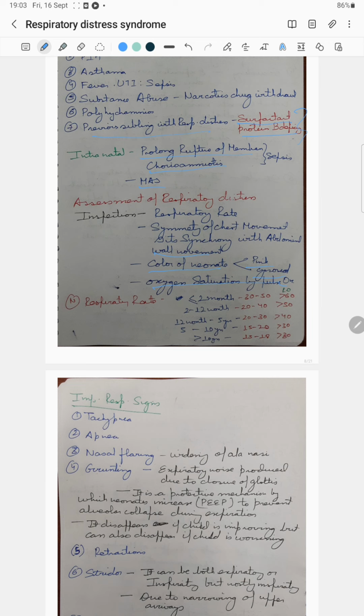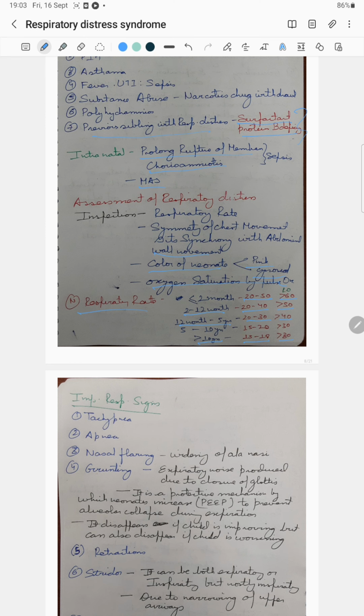Okay, now I have told that respiratory rate is different for different age groups. For less than 2 months the respiratory rate is 30 to 50. If it is more than 60, it is known as respiratory distress. For 2 to 12 months, it is 20 to 40. If it is more than 50, it is known as respiratory distress. From 12 months to 5 years, the rate should be 20 to 30. If it is more than 40, it is known as respiratory distress. Similarly, for 10 years, 15 to 18; if it is more than 30, it is known as respiratory distress.